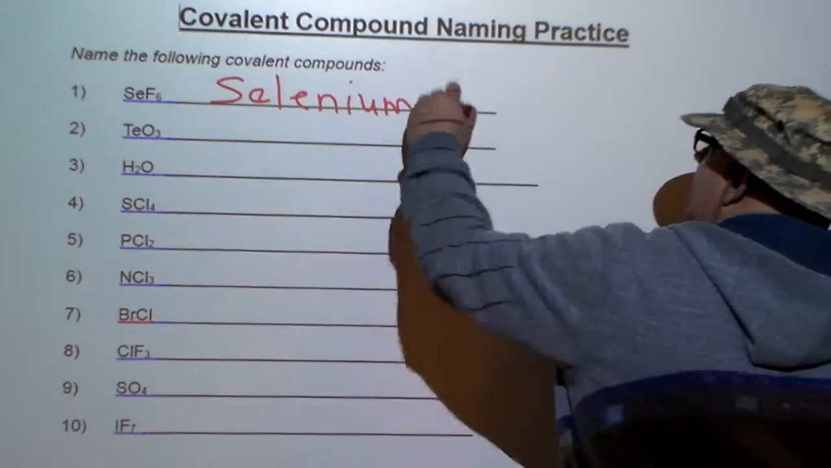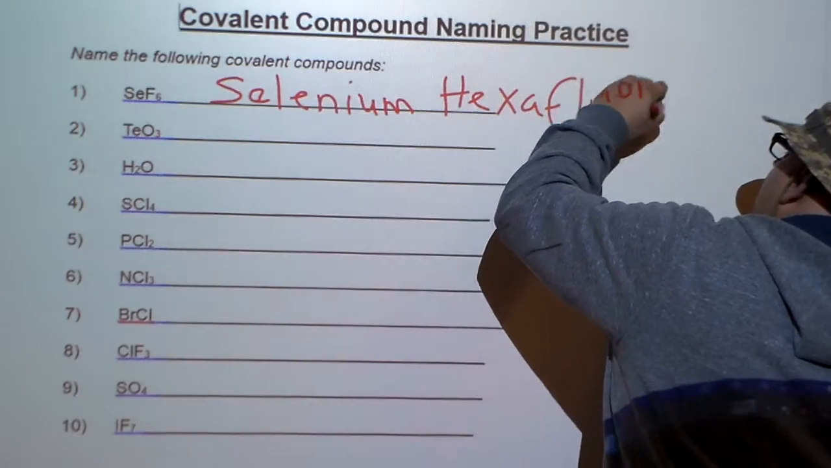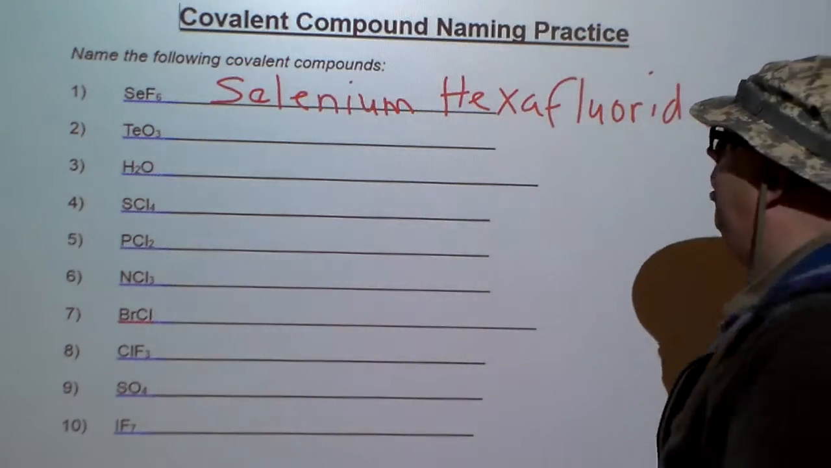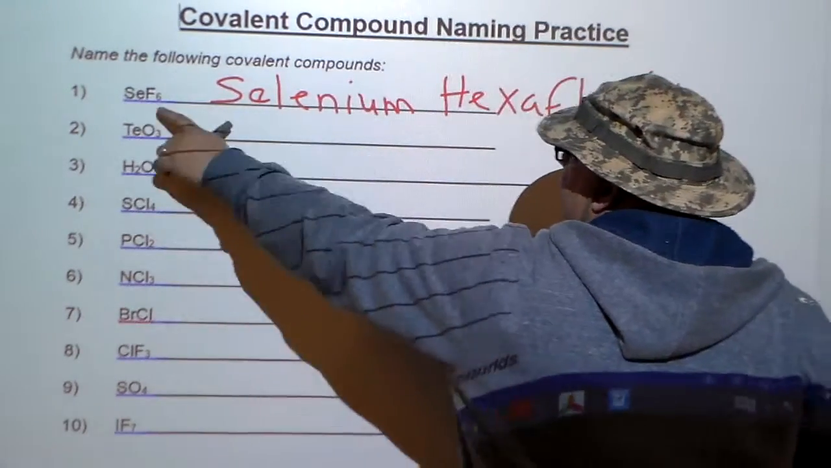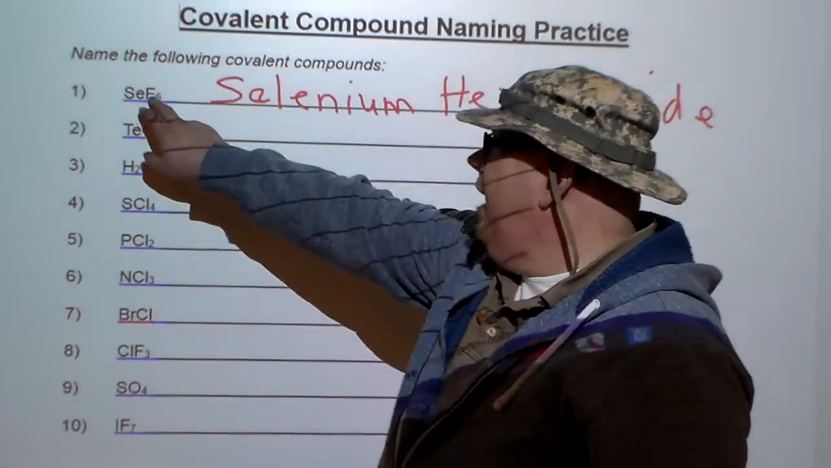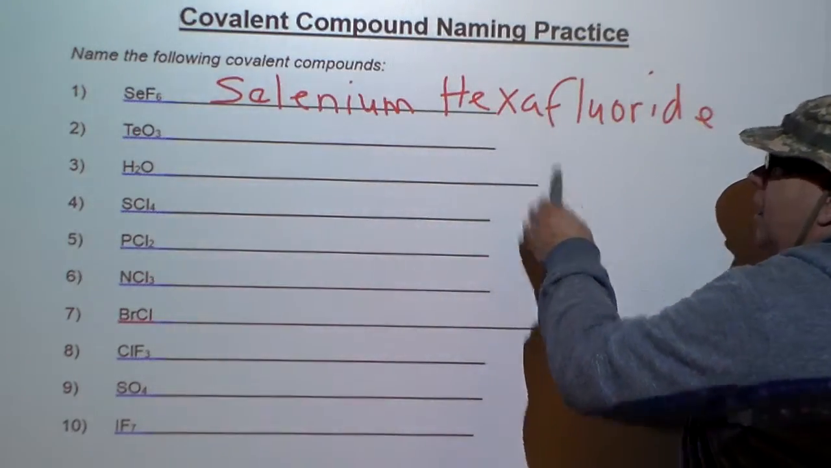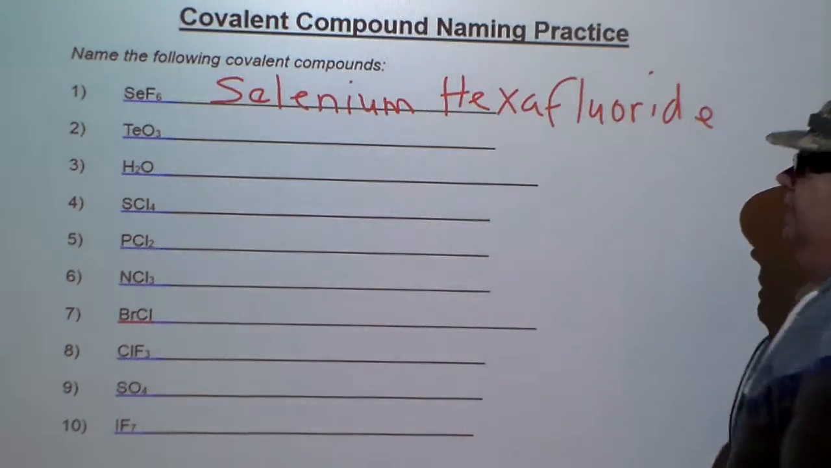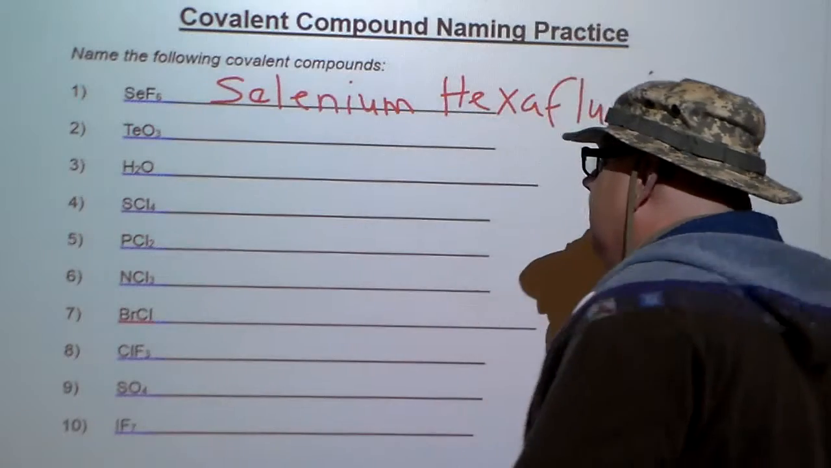So let's go with that. So selenium, hexa, fluoride. Did I identify all the parts? Well, I identified the selenium right here, that's the Se. The fluoride, yes, I identified we have fluoride in there, but I had to address that there's 6 of them. So we have hexa, meaning 6: selenium hexafluoride. So that's our first one that we have, ladies and gentlemen.